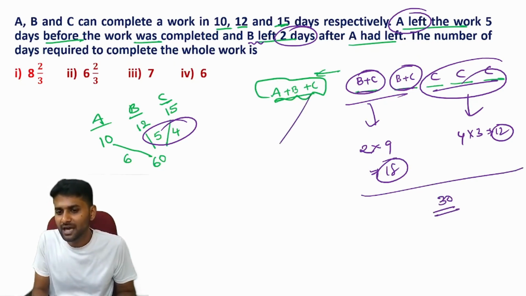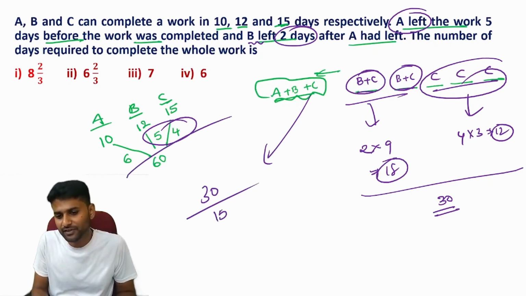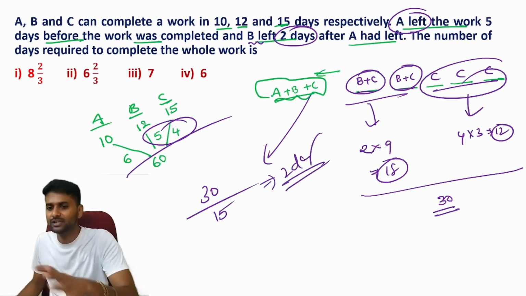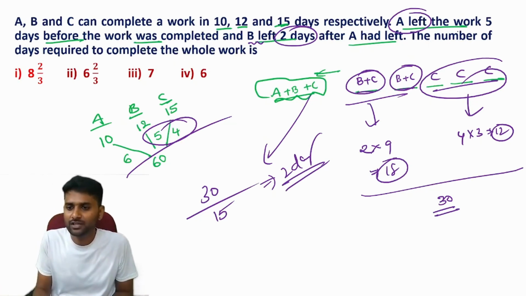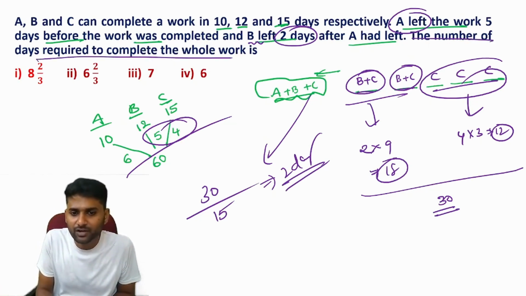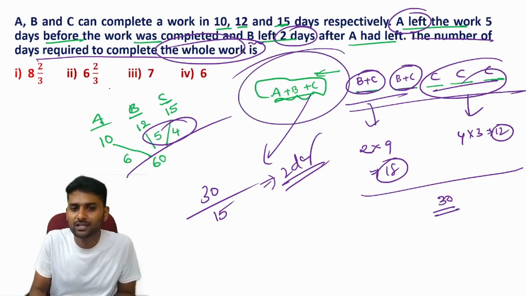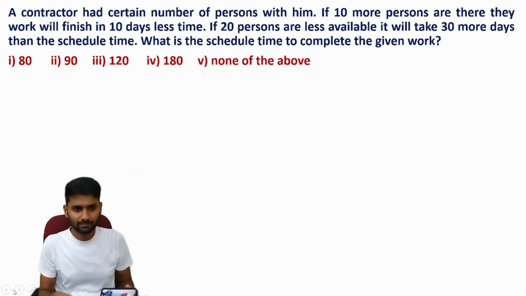So what it means? The remaining 30 units are completed by ABC together. According to that, ABC together efficiency is 15 units, which means they work for only 2 days. They completed 30 units, and the remaining units were completed by BC together for 2 days and C alone for 3 days. Now here the question: the number of days required to complete the whole work. So 2 days before, and 5 days after, the total work is completed in 7 days. Just go through this information.